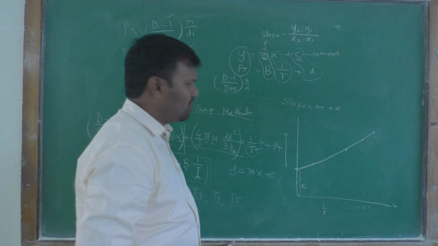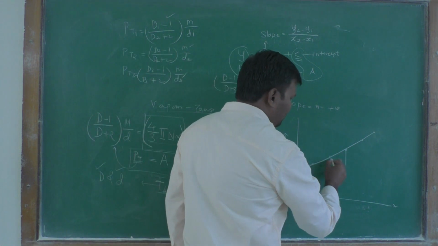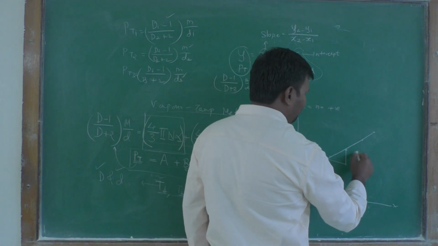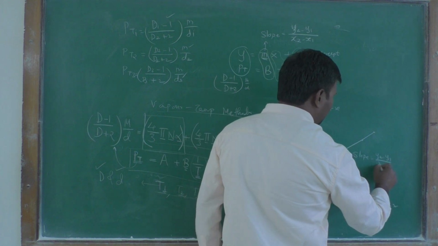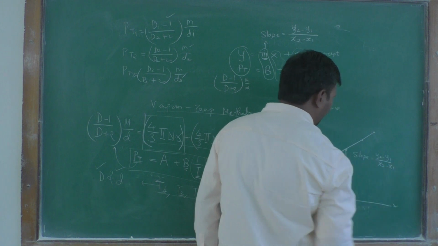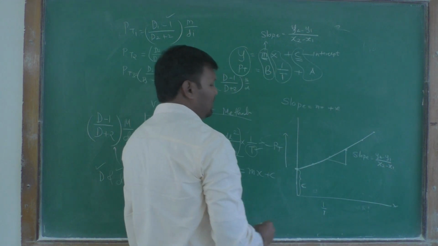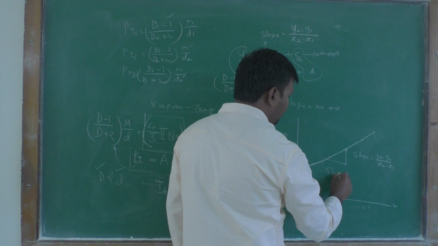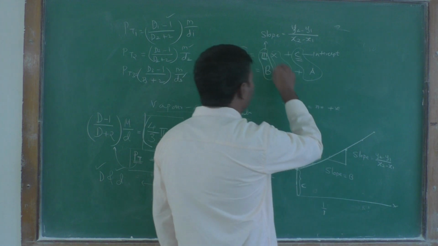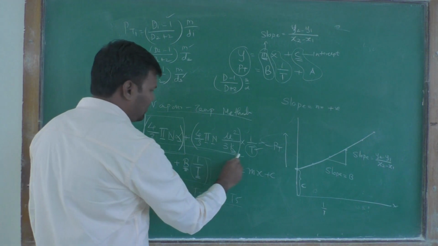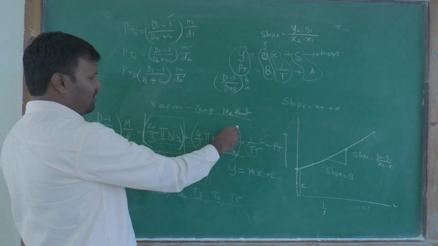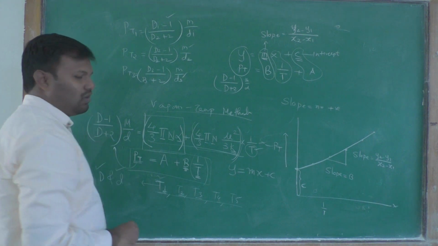That is the intercept. Therefore, the slope, we know that slope is equal to y2 minus y1. By using the formula, we can find out the slope. In this case, slope is equal to b. By comparing, we have found out the slope, and this b quantity is nothing but that quantity. Instead of this, we use the b quantity.